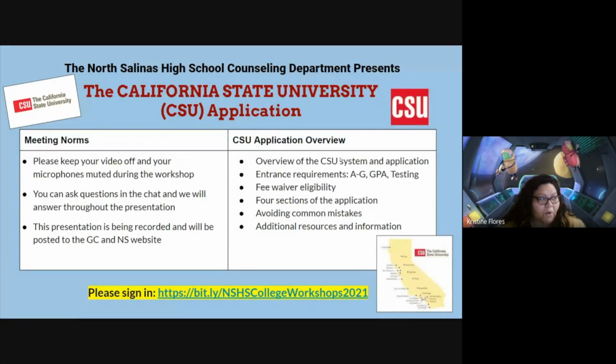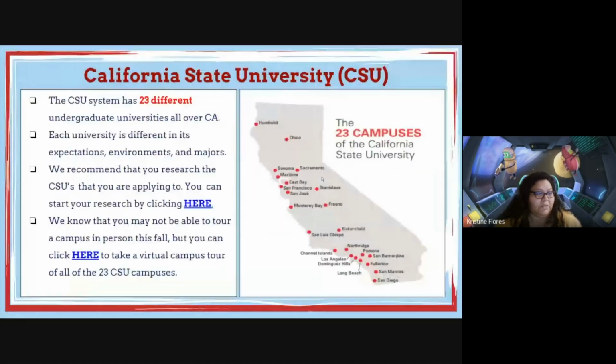So we're going to go over the CSU system and the application. We're going to go over entrance requirements, which is making sure that we know what A to G is, the GPA needed, and testing requirements for the CSU system. We're also going to be reviewing the fee waiver eligibility, the 4 sections of the application itself, and avoiding common mistakes. And then we'll have additional resources and information. Okay? So let's go on to the next one.